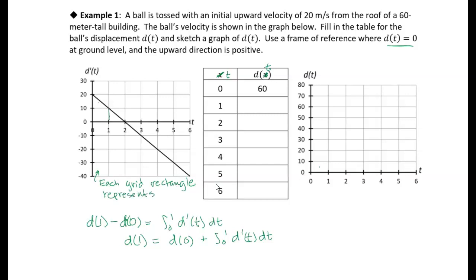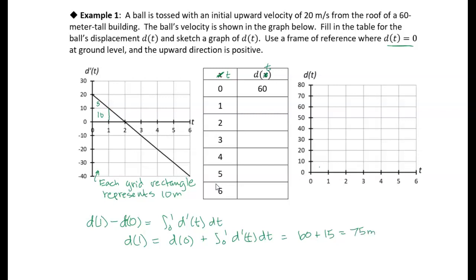Represents 10 meters, okay, because it's basically 10 meters per second times 1 second gives you 10 meters, right? The seconds cancel. So let's just use that because that's easy enough to do. So this represents 10 and this looks like it's half of 10. Okay, so in order to get the position at t equals 1, we're going to take the initial height, 60 meters, and we're going to add 15 meters to that. So we get 75 meters, right?